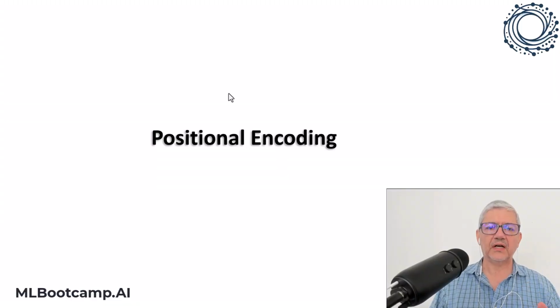So we have seen how words become numbers and how numbers become vectors, which are called input embeddings. But embeddings are just the start. The key to transformers is how they handle sequential information, and that brings us to positional encoding.